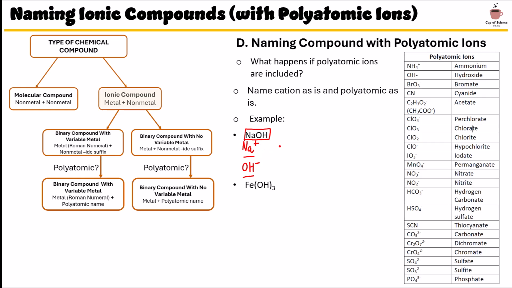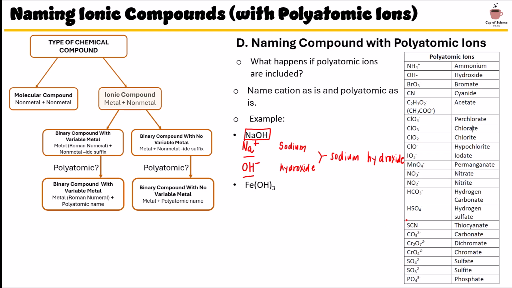Well, Na plus, that's your sodium. OH minus is your hydroxide. And sodium is not a variable charge. There's only one charge for sodium, and that would be +1. So we don't need any Roman numeral. So we write this combination of the two, which would be, we write the metal first, sodium, and then we write the polyatomic next, hydroxide. Pretty simple. What about the next one?